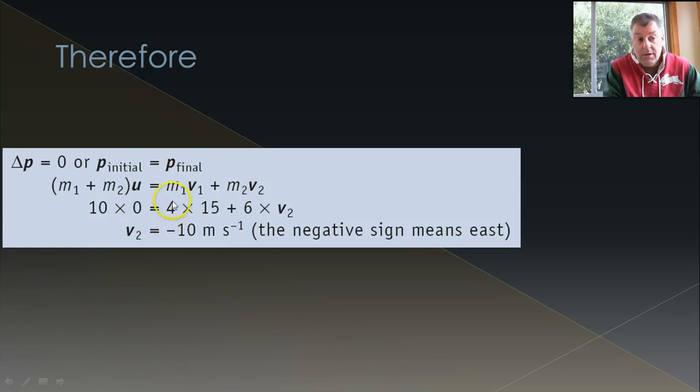There's our 4 kilogram mass travelling at 15 meters per second. There's our 6 kilogram one, and there's V2, our unknown. Now we have to be careful with our signs. So we're saying that to the west is positive, because we've got a positive sign there. And so when we solve all this, we get a negative answer. And so that's in the opposite direction to west. Therefore it must be to the east. Okay? Not too hard, just have to be careful with our signs.